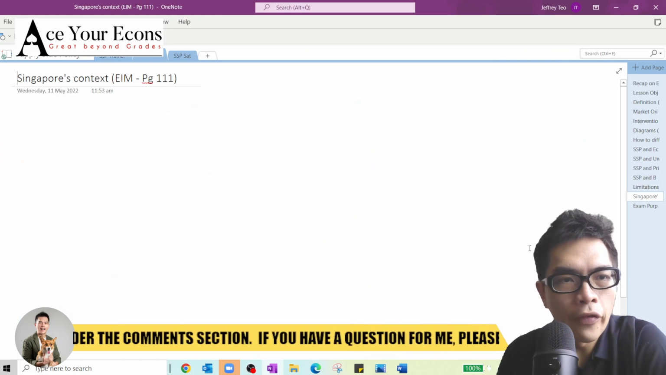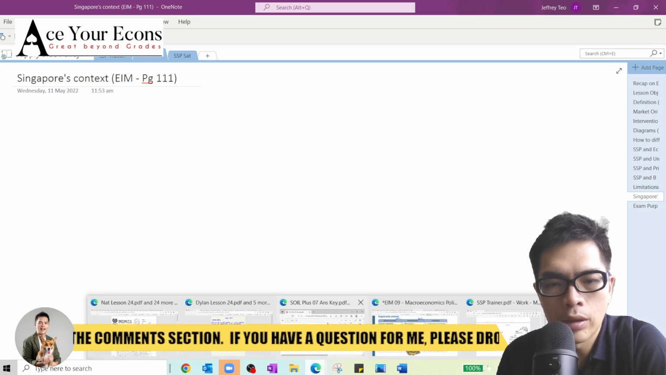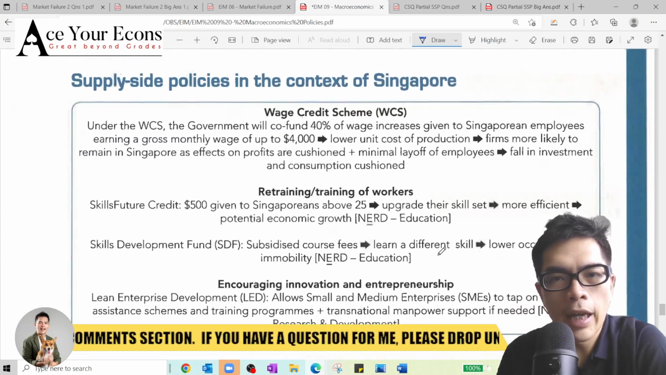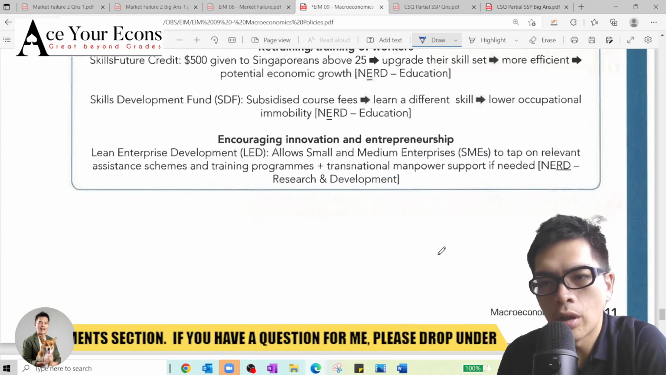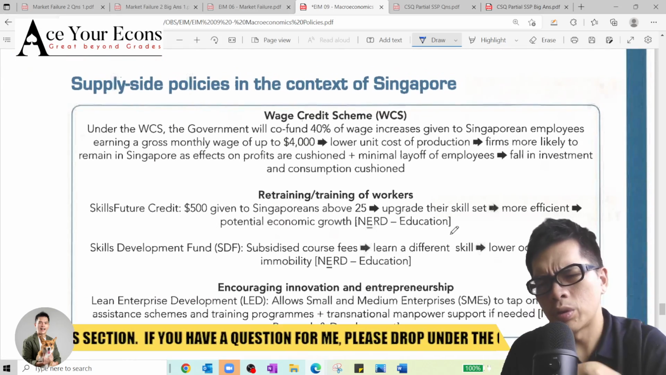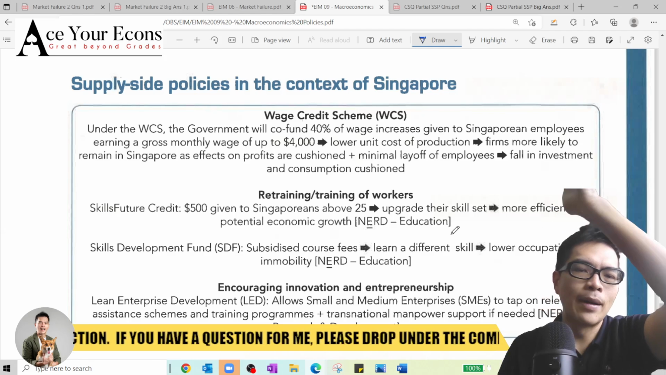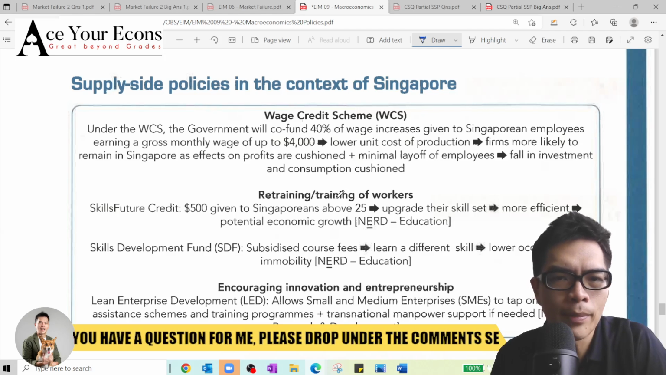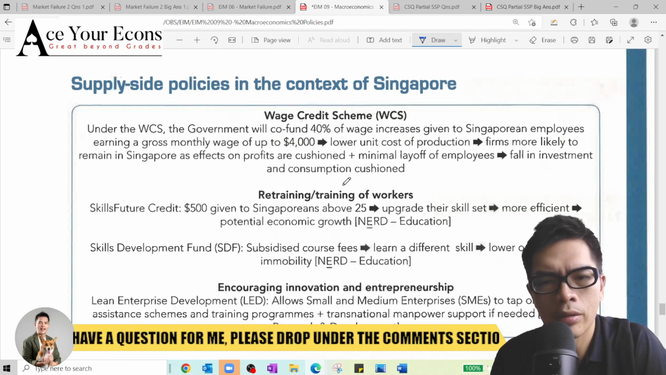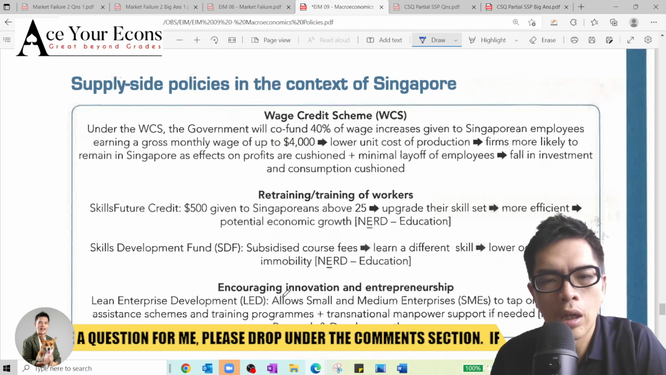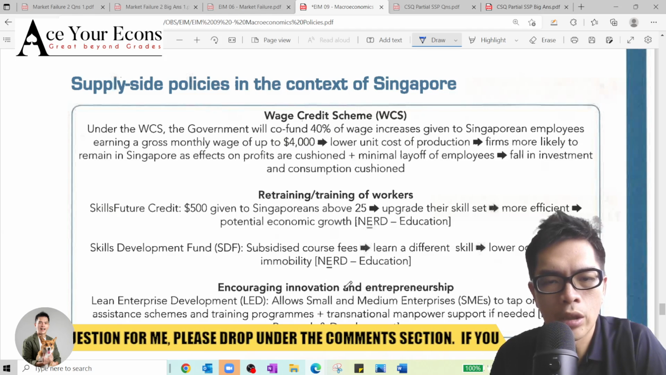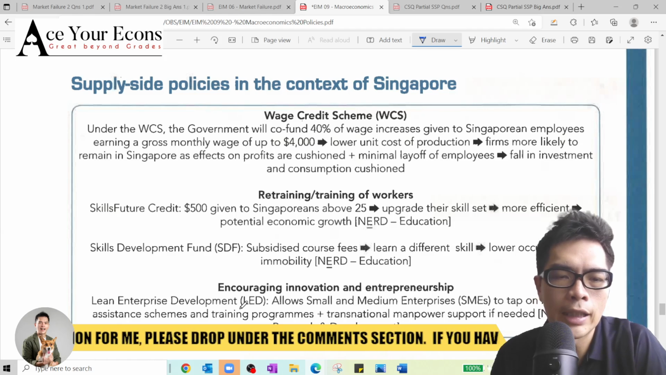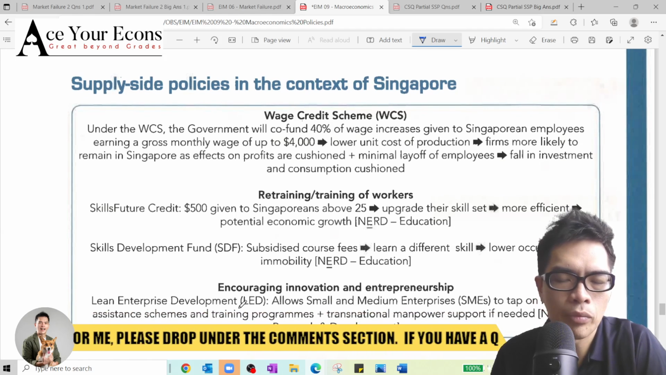Right, now let's look at Singapore's context, page 111. You can see that at the point of publishing this book, this was about 2 to 3 years back, so some of the examples are already no longer relevant. Skills Future, yes. Wage credit scheme, I think they have already removed that. Promoting entrepreneurship and innovation, I believe the last example is still valid.